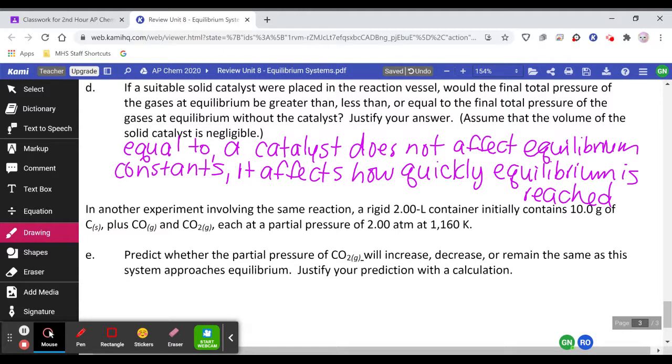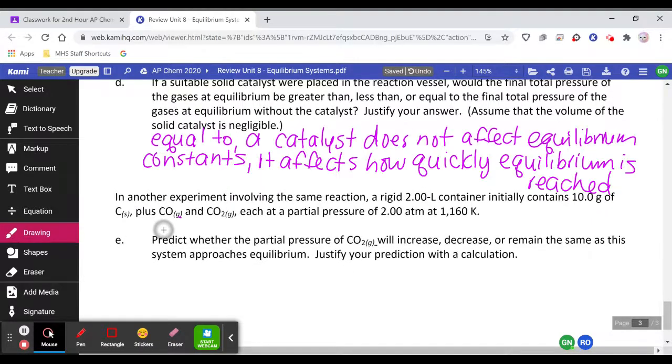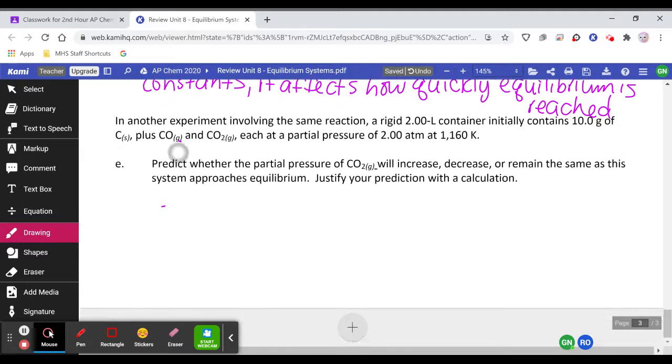Okay, we have another experiment involving the same reaction. Looks like our volume is the same for our container. Initially, we have 10 grams of carbon plus CO2 gas at a partial pressure of 2 atmospheres at our original temperature. So we're predicting whether the partial pressure of CO2 will increase, decrease, or remain the same as the system approaches equilibrium.